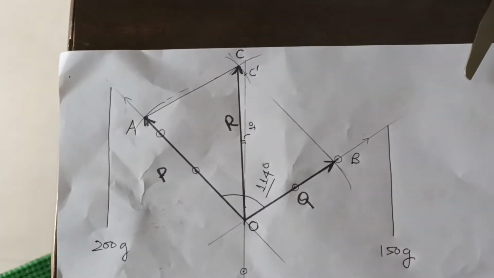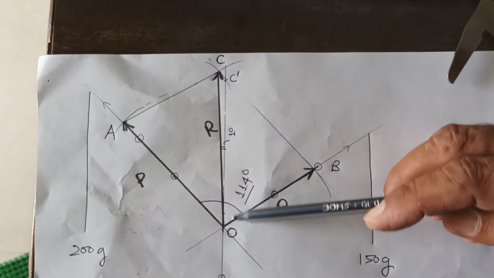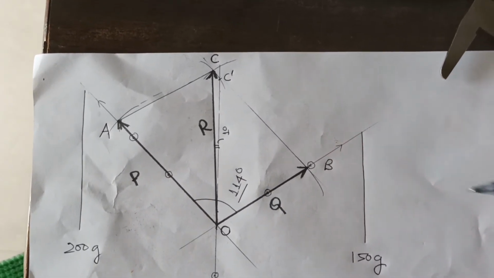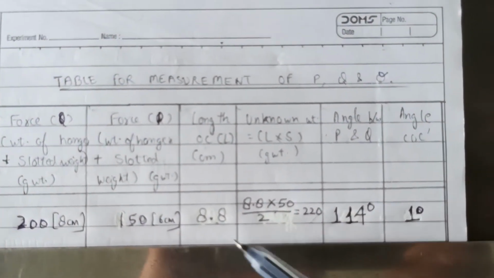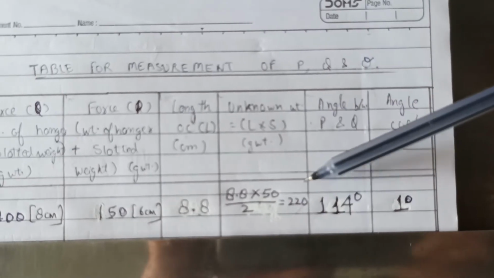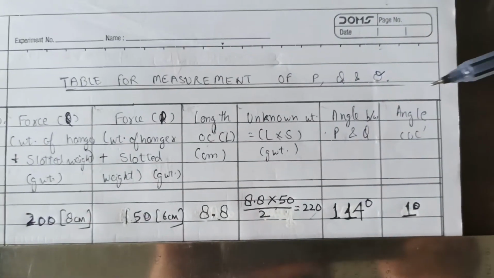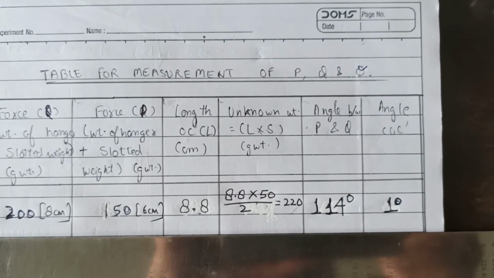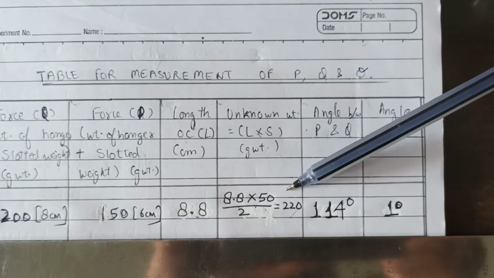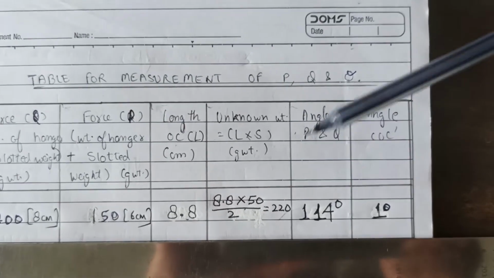Length 8.8, I am talking about this length OC, is 8.8 centimeter, which is converted into gram weight after multiplying with the scale. That was 2 centimeter is equal to 50 gram. So 1 centimeter is 50 by 2 gram, so 8.8 into 50 by 2, that is 220 gram.